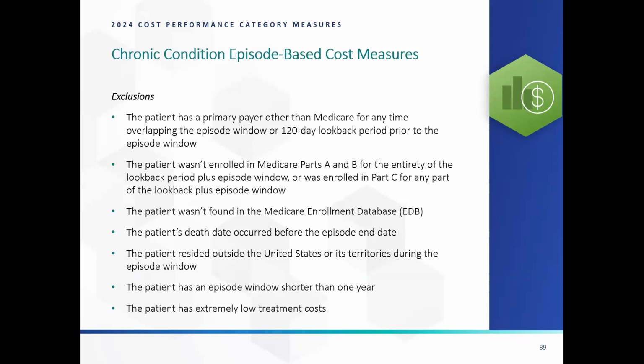Chronic condition cost measures have the following exclusions. They're excluded if the patient has a primary payer other than Medicare for any time overlapping the episode window or 120-day look-back period prior to the episode window. If the patient wasn't enrolled in Medicare Parts A and B for the entirety of the look-back period plus episode window, or was enrolled in Part C for any part of the look-back plus episode window.